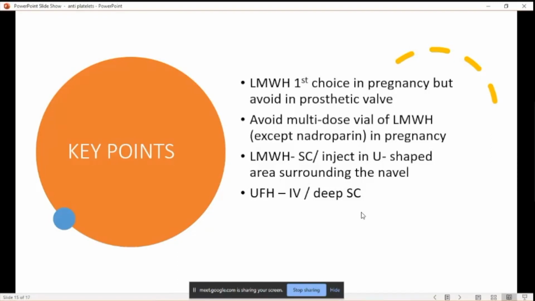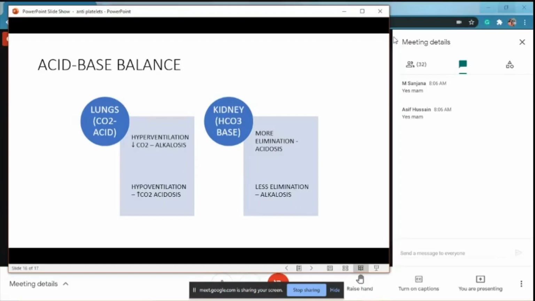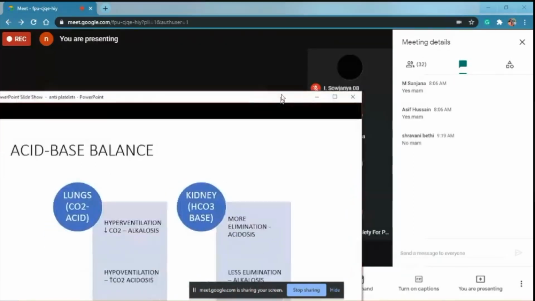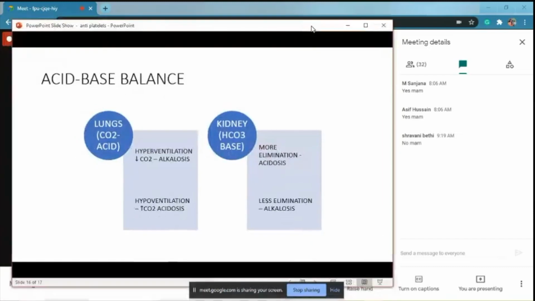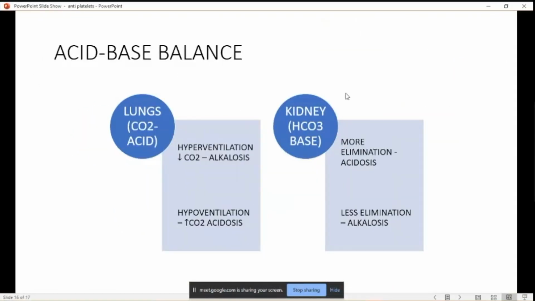Okay. Now let's have a look at the acid-base balance. Do you guys have any questions so far? This is the last thing we are going to discuss today. Any questions, guys? Hello. All right. Okay.